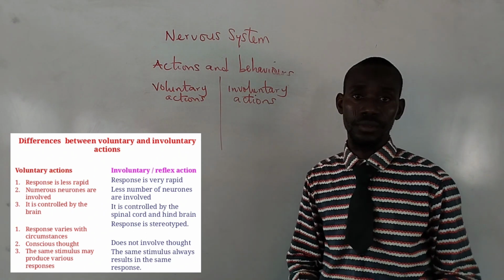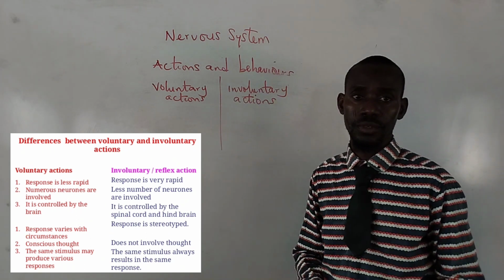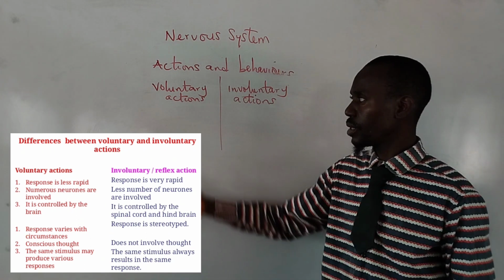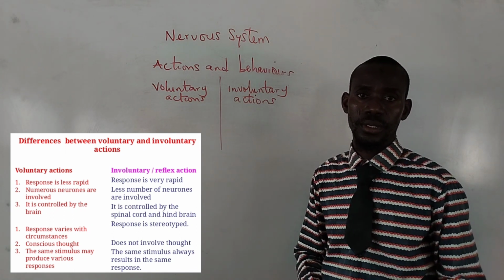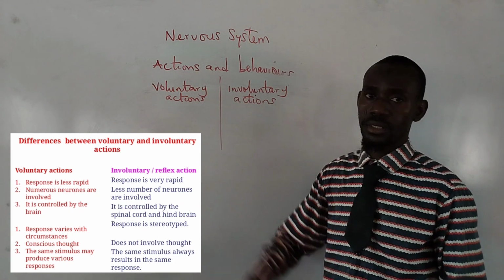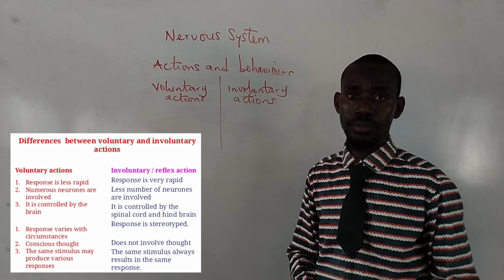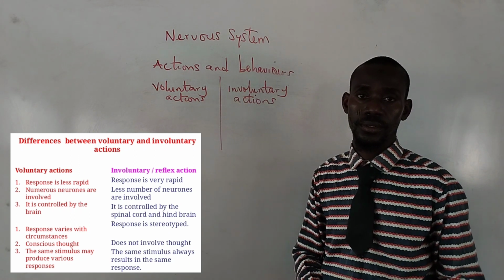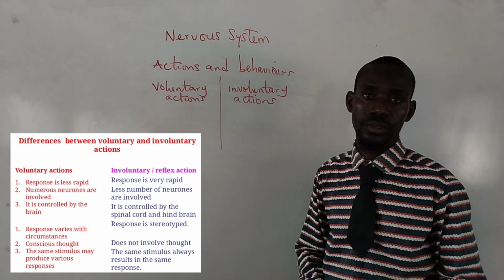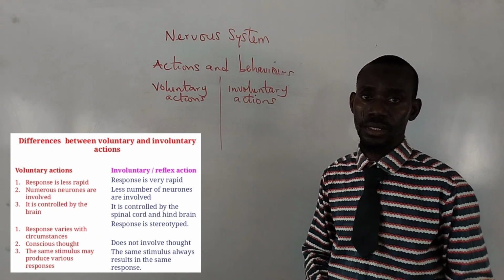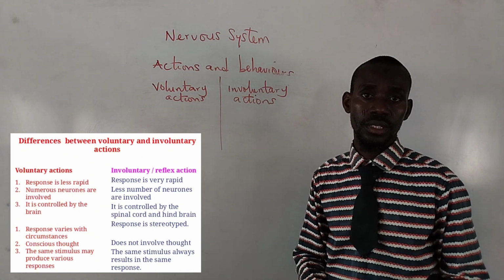Numerous neurons are involved in voluntary actions. Few neurons are involved in involuntary actions. In voluntary actions, the impulses are not very fast. In involuntary actions, impulses generated are very fast. In voluntary action, the stimulus varies with circumstances. In involuntary actions, the stimulus is stereotyped.